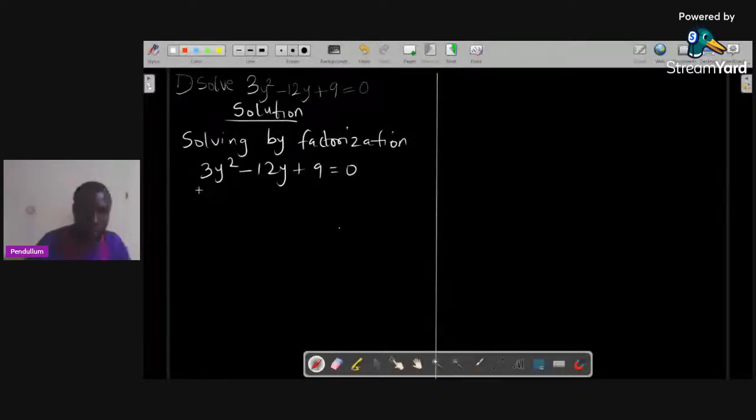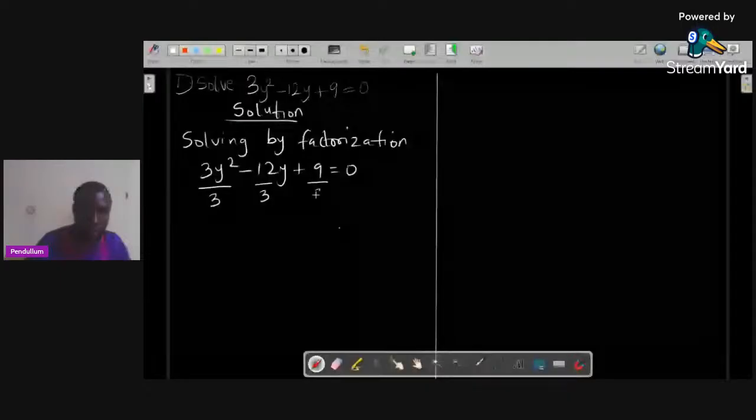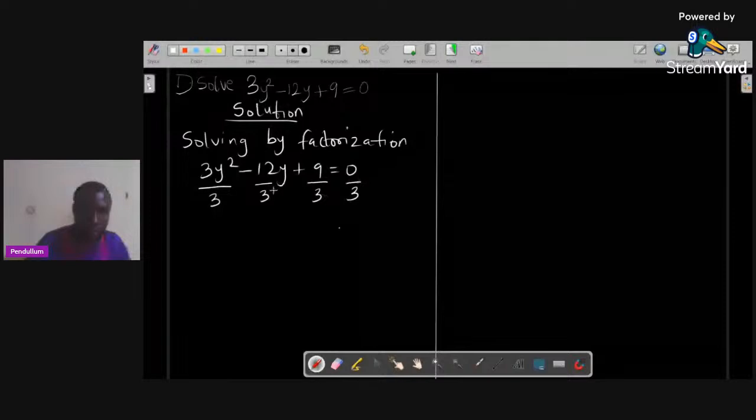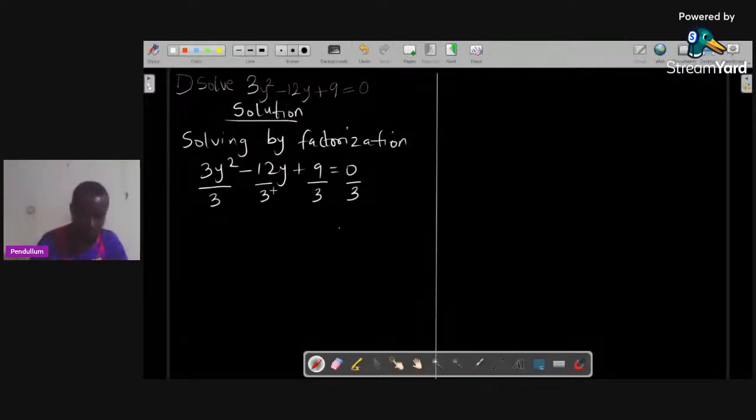Now, one thing that will help you is, since 3 is a factor of all the numbers here, I can divide through by 3 to reduce these terms, to make the terms smaller. That is important because you then have smaller numbers to work with, which makes your multiplication and factorization easier. So if you divide here, 3 will cancel 3 and you have y squared left. 12 divided by 3 is 4, then y, and 9 divided by 3 is 3. We still have 0 here.